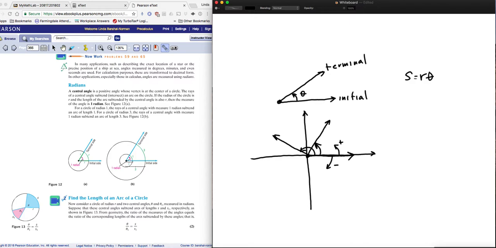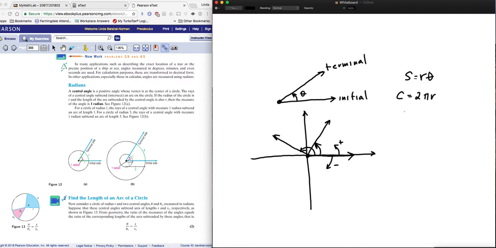Now, I need a way to relate degrees to radians, because degrees are familiar, radians are not. So in the beginning, you're going to need to be going back and forth. So what else do we know about a circle? Well, I know the circumference of a circle. The circumference of a circle is pi times the diameter. The diameter is twice the radius. So that is 2 pi r for the circumference of a circle.